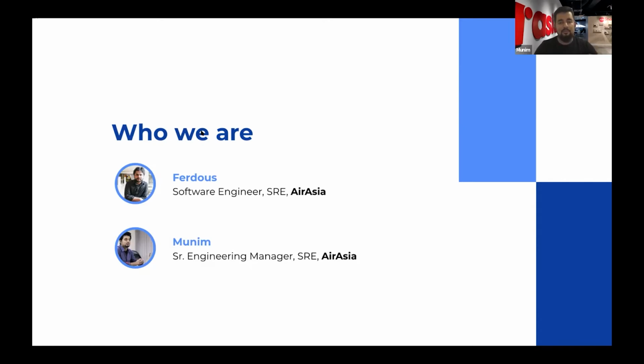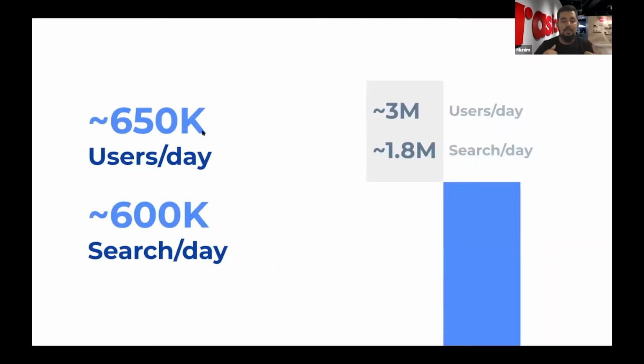Just to give you an idea, here are a few of the numbers we wanted to share. There are two numbers you can see on the screen. The numbers on the right side are the numbers we had before the pandemic. It was almost 3 million users per day and almost 2 million searches every day. During any sale event, we would have around 20 to 30K bookings done within an hour, and in some crazy events, we had 50K orders done within an hour.